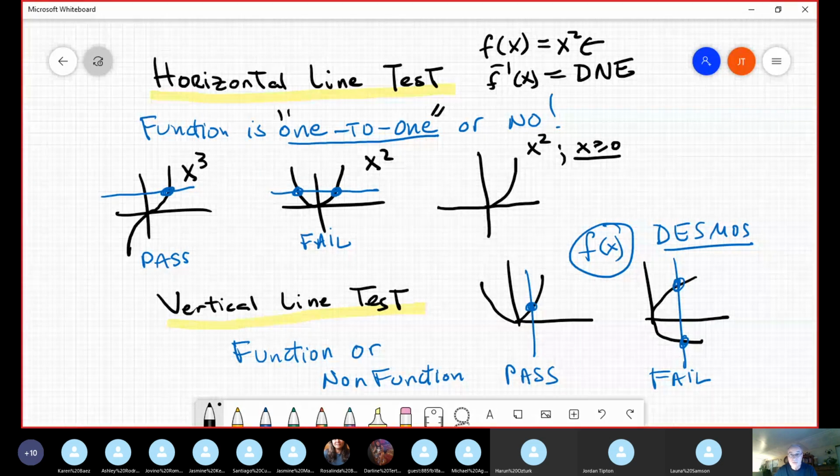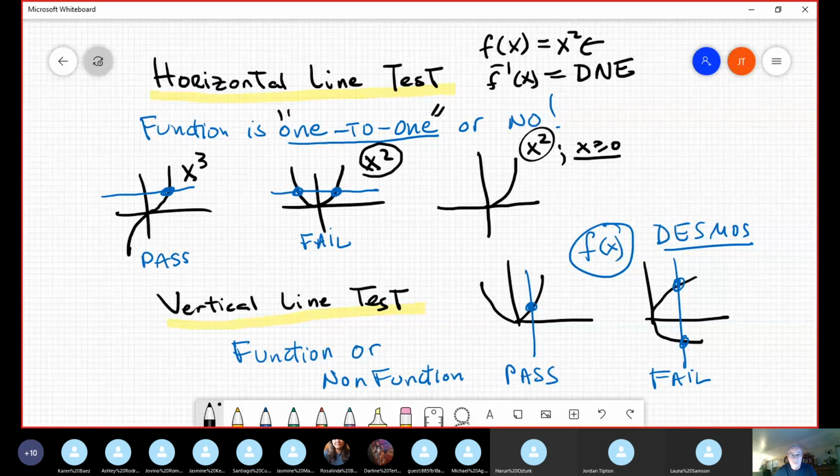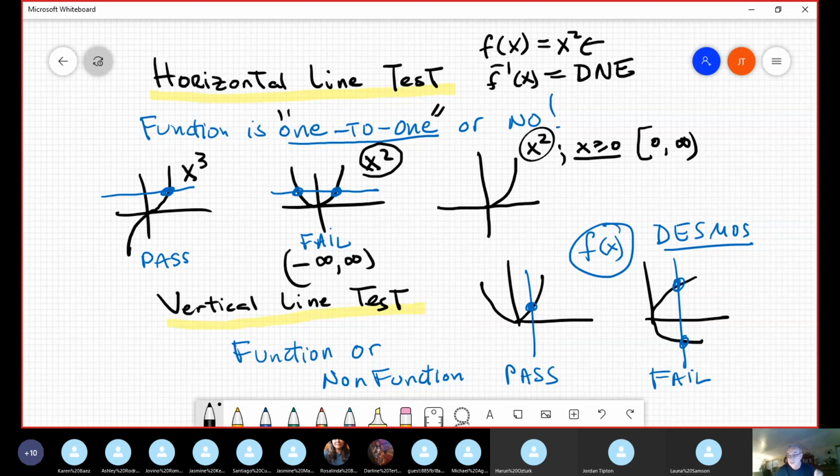By the way, this function has the same mathematical expression. However, the domain of the original is all real numbers, but the domain of this one is not all real numbers. It's the bracket 0, infinity, because I consider only the positive numbers.